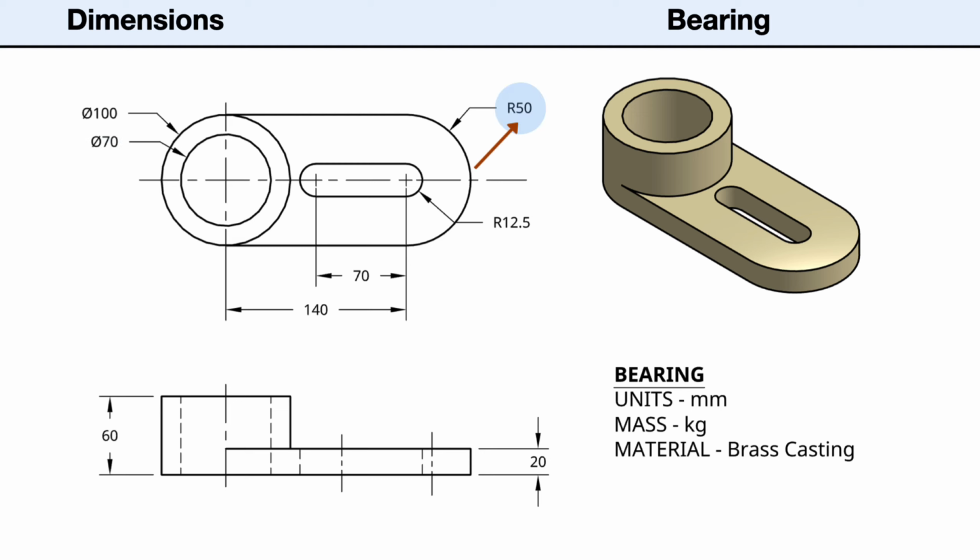The semicircular end of the plate has a radius of 50 millimeters. The semicircular ends of the slot has a radius of 12.5 millimeters or a diameter of 25 millimeters. The distance between centers of the slot's semicircular ends is 70 millimeters. The material is a brass casting, and the mass units are set to kilograms.